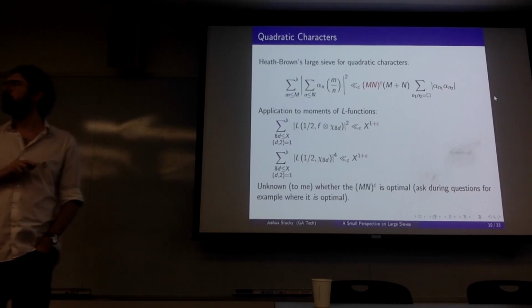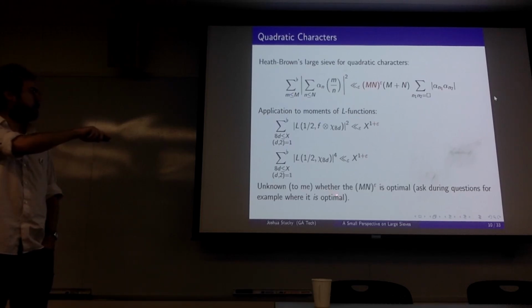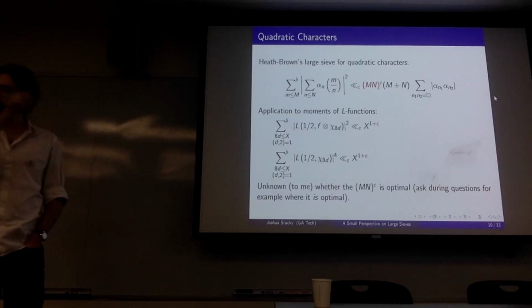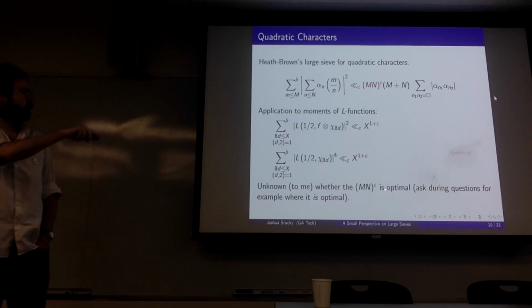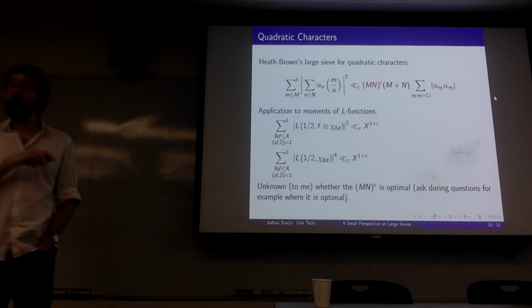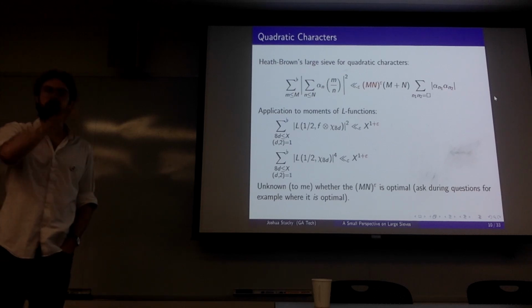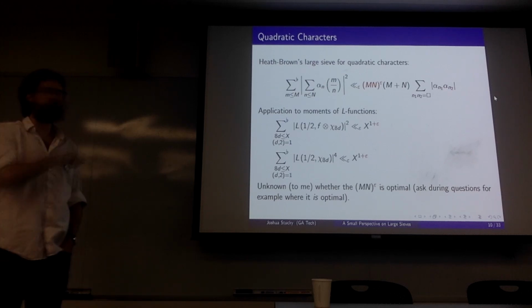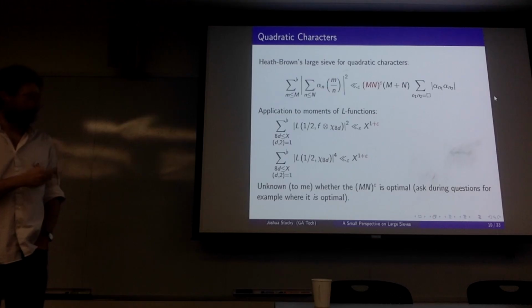I don't know. It's not known to me. If someone wants to ask during the questions, there is another large sieve estimate where a factor like this shows up, and it is optimal. It is genuinely there, at least for truly arbitrary sequences. And someone can ask about that in the questions if you'd like to see it.